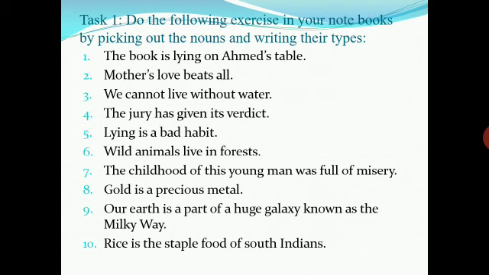The next is, mother's love beats all. We cannot live without water. The jury has given its verdict. Lying is a bad habit. Wild animals live in forests. The childhood of this young man was full of misery. Gold is a precious metal. Our earth is a part of a huge galaxy known as the Milky Way.